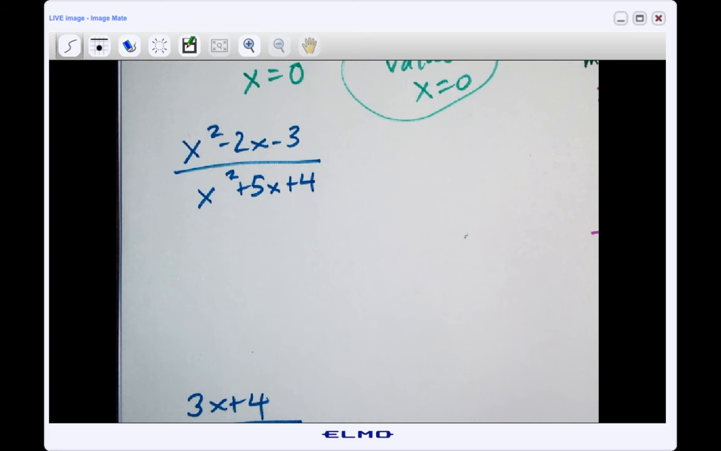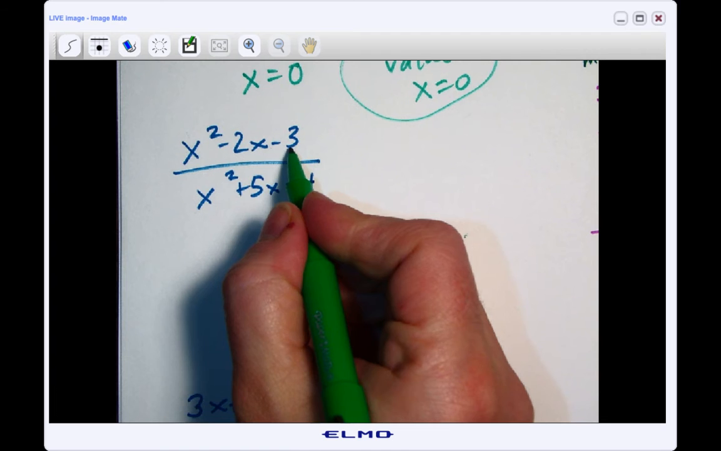Now, this one's a little more complicated because it's harder to see what's going to make the denominator 0. And it's harder to figure out what I'm going to divide out or cancel out, sometimes people say. So what we're going to have to do is factor this one. We're going to have to factor the top, and we're going to have to factor the bottom. So let's take a look about factoring our trinomial, right? So let's factor the top first.